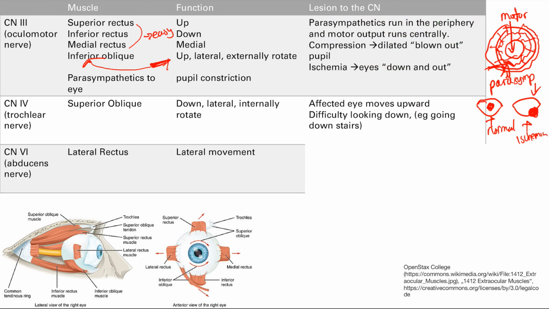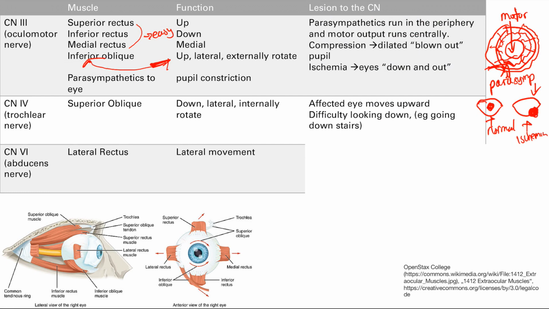Finally, it's cranial nerve 6, which is the abducens nerve. This one innervates the lateral rectus, so that's the last of the 6 muscles. I honestly just remember that cranial nerve 4 does the superior oblique, cranial nerve 6 does the lateral rectus, and then cranial nerve 3 does everything else. Lateral rectus obviously does lateral movement of the eyes.